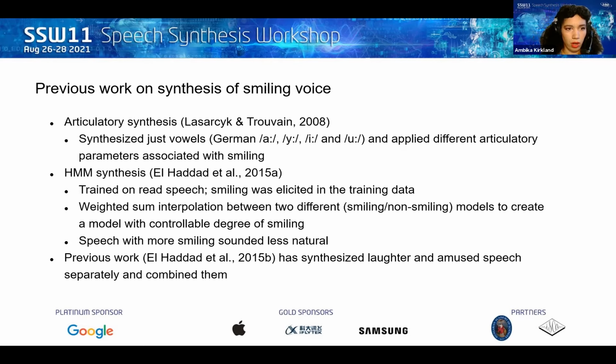Approaches using hidden Markov model synthesis trained their models on read speech. So they had a voice actor who would read some passages in a neutral speaking voice, and then they had a voice actor read the same passages while smiling. And so in this case, they elicited the smiling in the training data. They asked the voice actor, okay, smile, sound amused, don't laugh, but smile. And then they interpolated between these different models to create a model where you could control the degree of smiling. And that worked pretty well. However, the speech that sounded more as if the speaker was smiling also sounded less natural.